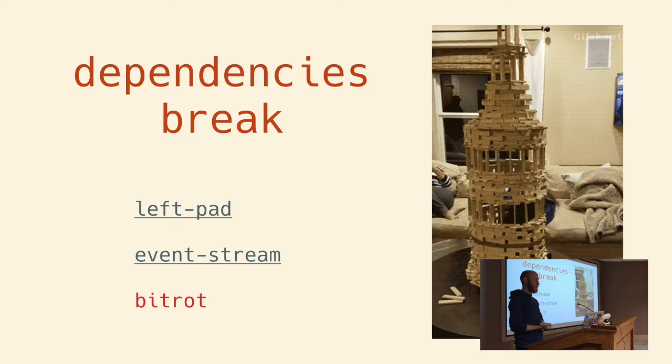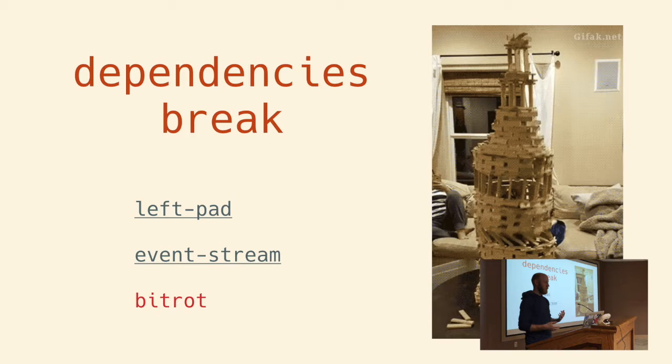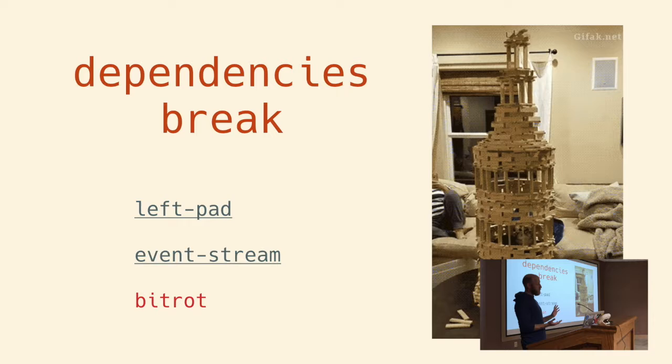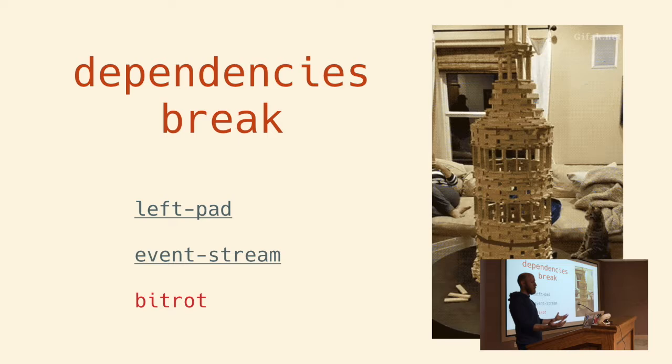Apart from these more malicious actions by maintainers, dependencies can also cause issues due to something called bit rot, which happens when code that was working maybe 5 years ago, you run it again, your dependencies have updated in the meantime, and your code no longer works because the dependencies have changed in the interim.